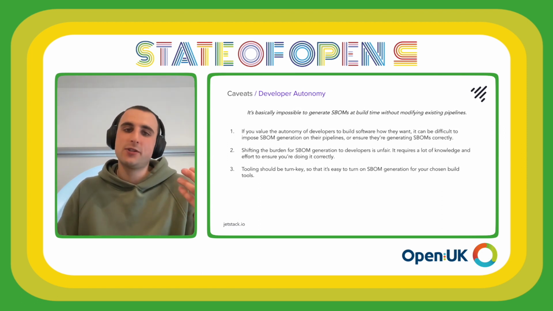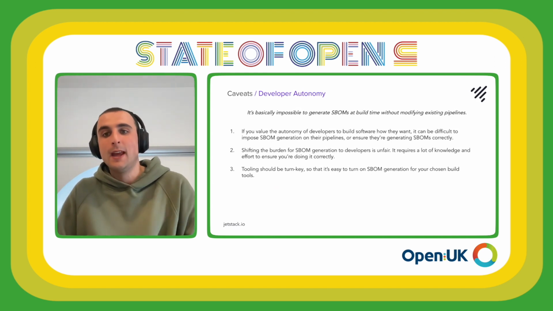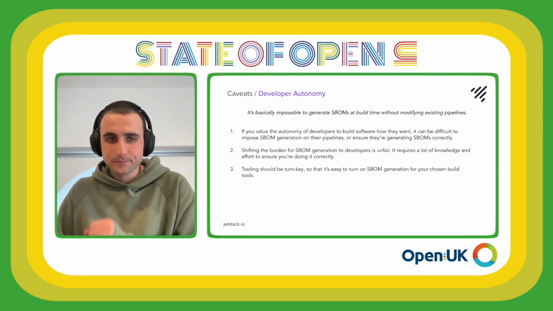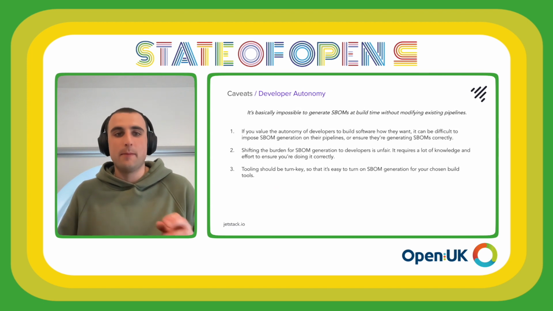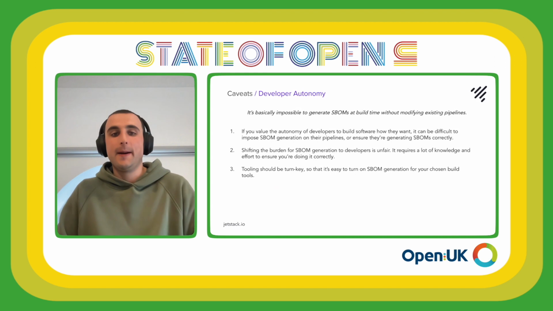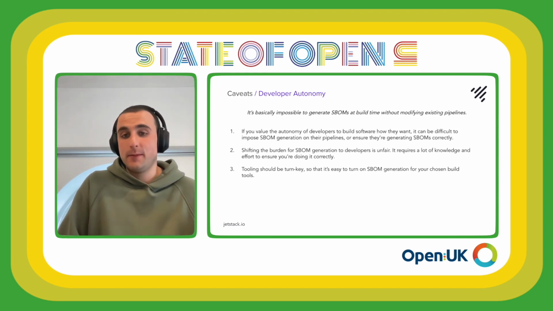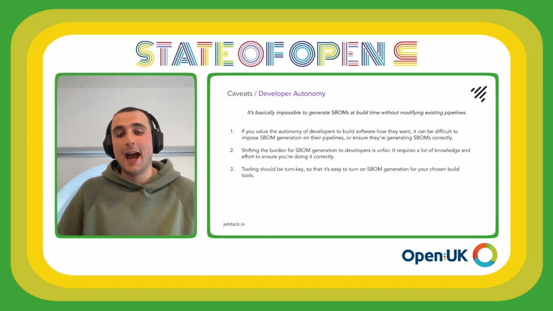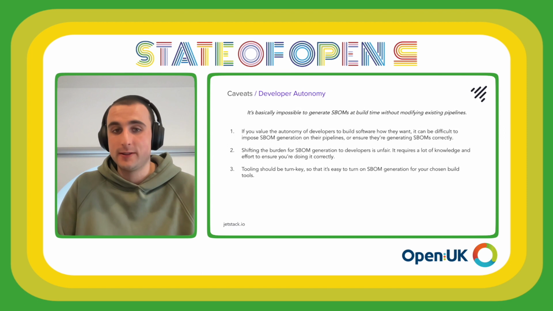It's basically impossible to generate a software bill of materials at build time without modifying the existing pipelines and therefore also knowing exactly how those pipelines function. If you value the autonomy of developers, it can be difficult to impose SBOM generation on them and their pipelines, and ensure as well that generating them is done correctly. It's going to add more work to the developers, and shifting the burden to them could be, in a lot of cases, seen as unfair.